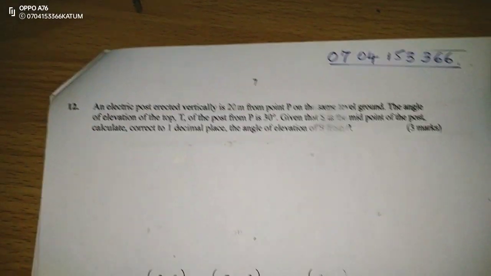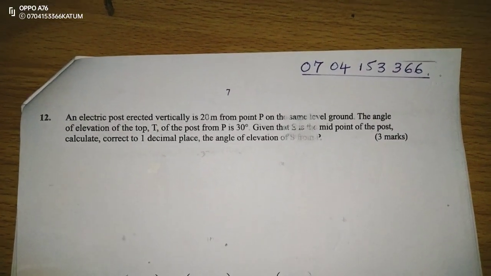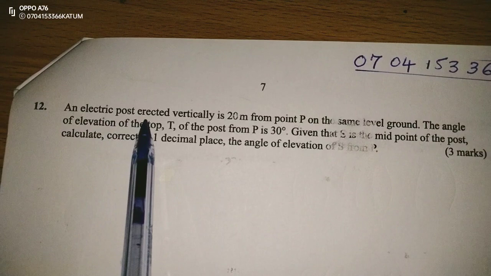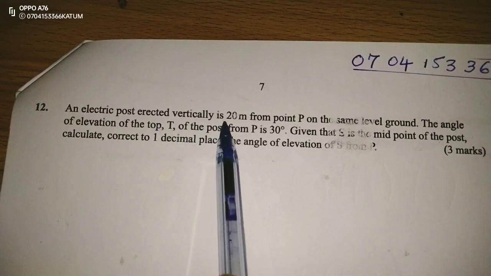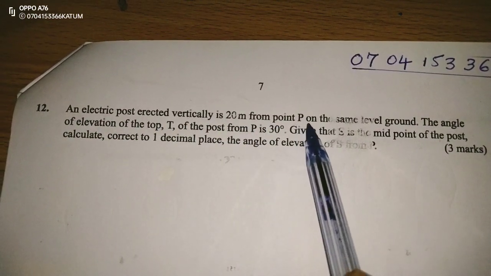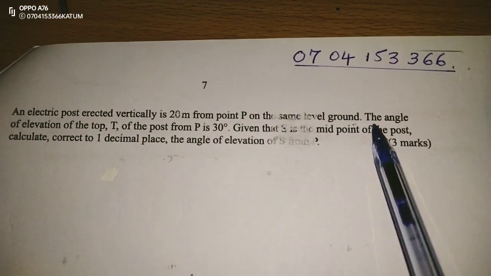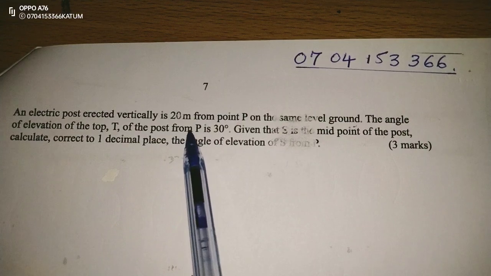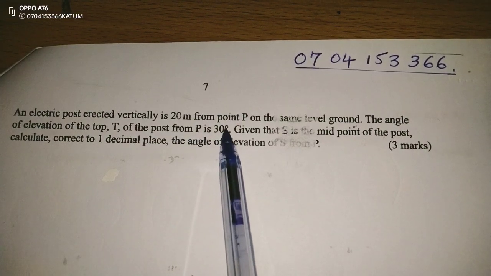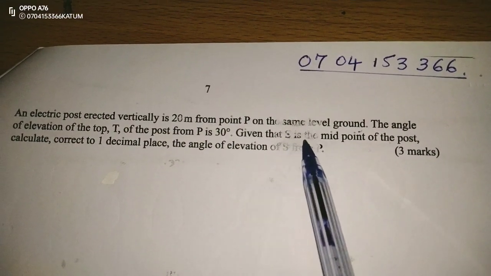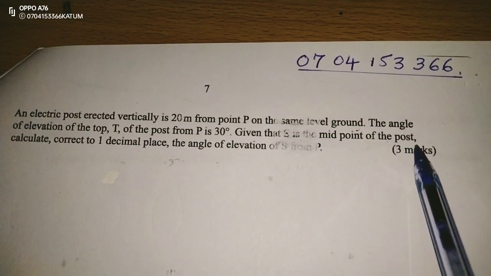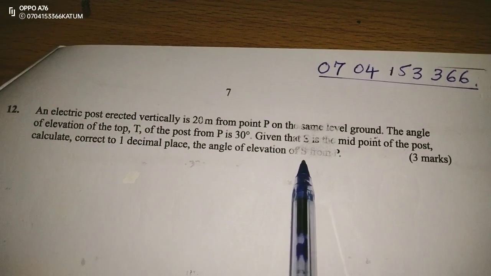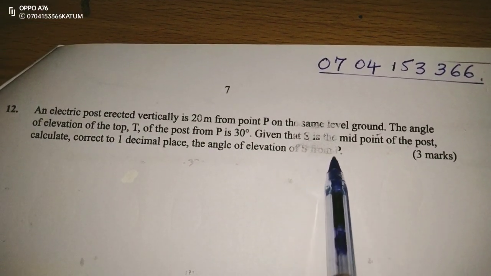We're going to look at the KCSE 2022 Mathematics Paper 1. We are told in number 12 that an electric post erected vertically is 20 meters from point P on the same level ground. The angle of elevation of the top T of the post from P is 30 degrees. Given that S is the midpoint of the post, calculate to 1 decimal place the angle of elevation of S from P.